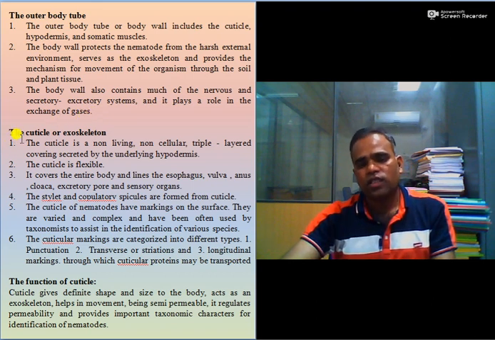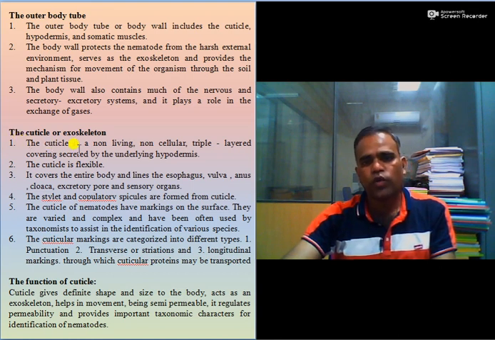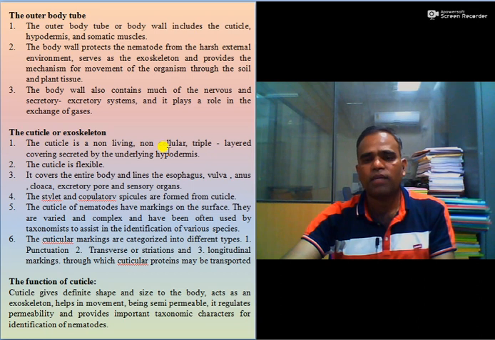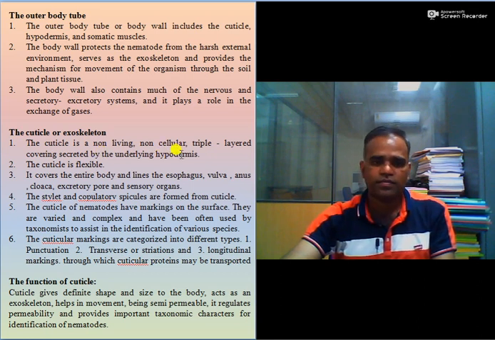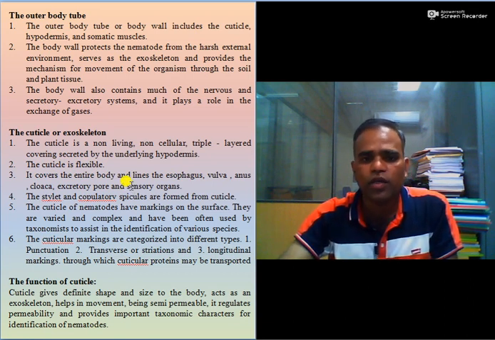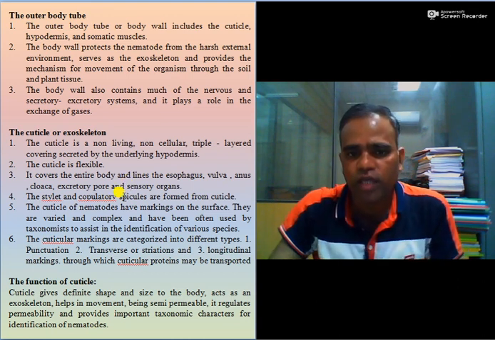So one may ask a short note on cuticle or exoskeleton. The cuticle is non-living, non-cellular. It has a triple layer and is secreted by the underlying hypodermal cells. The cuticle is flexible. It covers the entire body and lines the esophagus, vulva, anus, cloaca, excretory pore and sensory organs. So almost all the body parts of the nematode are lined with this cuticle. The stylet and copulatory spicules are formed from the cuticle.